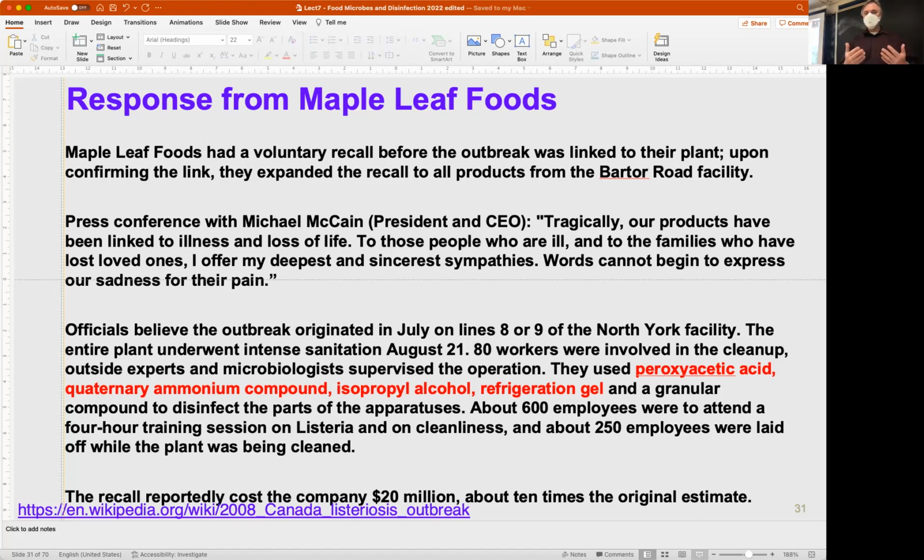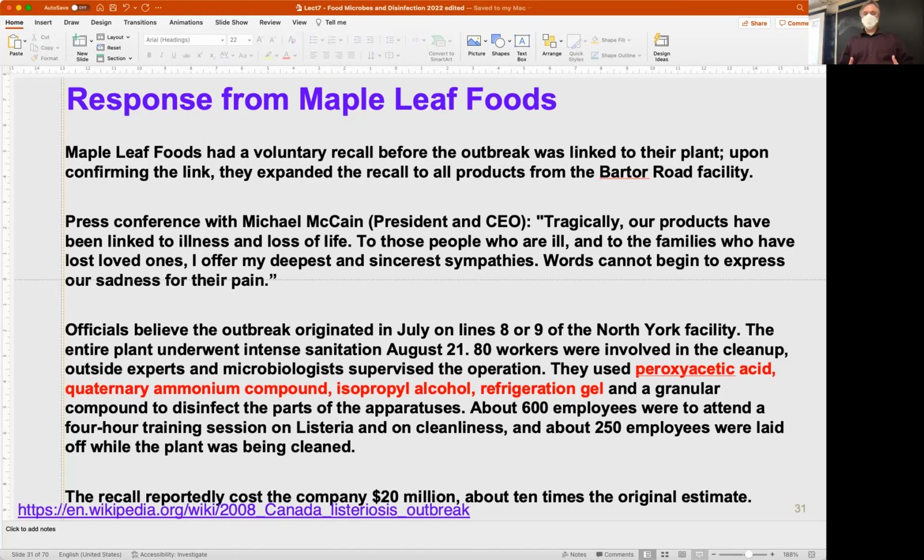And this is kind of like a repeat of some of the information. So they found it on lines 8 and 9 at the North York facility. And the plant went under intense cleaning, and they used sanitizers, including peroxyacetic acid, quaternary ammonium, isopropyl alcohol, and refrigerated gel, and a granular compound. So they disinfected and cleaned all of the equipment, all of the packaging equipment, to make sure it was all sterile and clean.